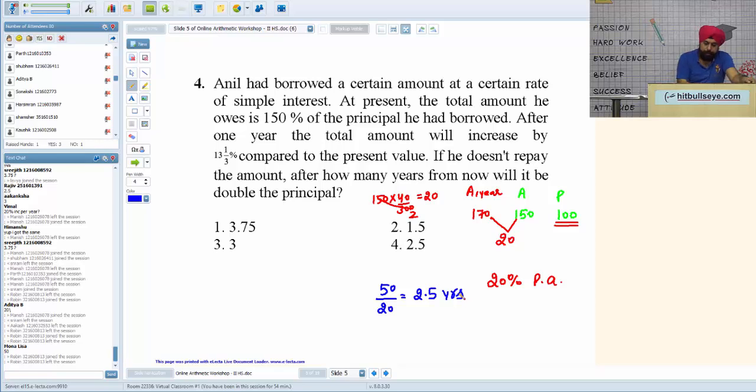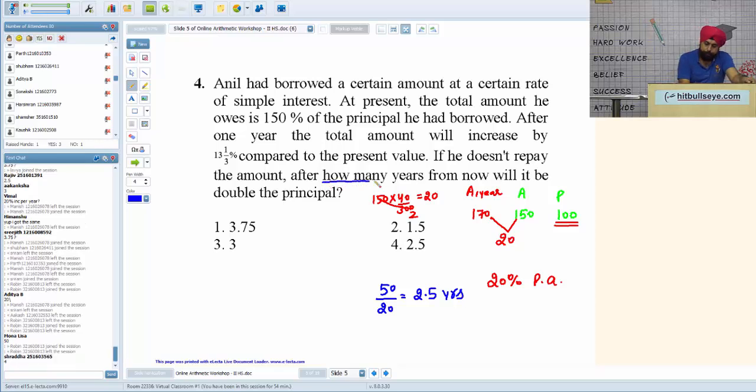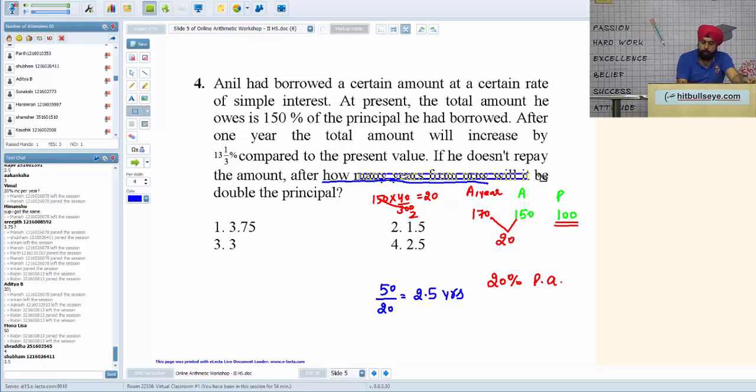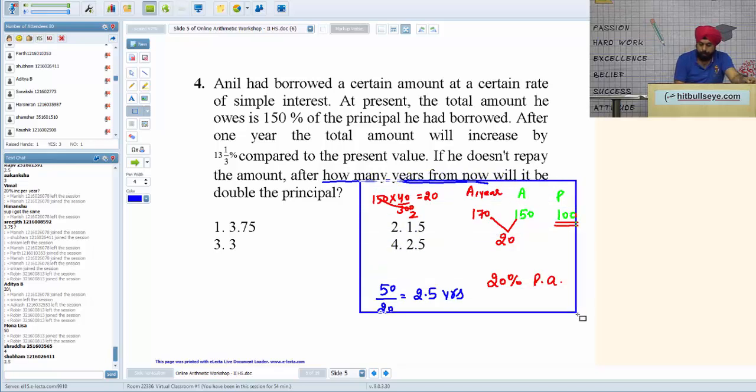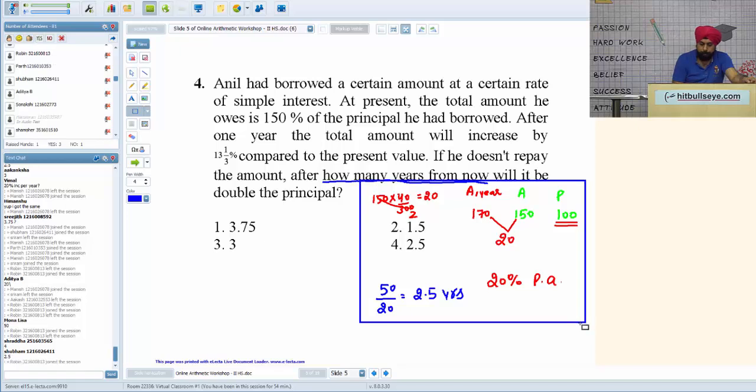And mind it, it said how many years from now. So because it is already 150, you only need 2.5 more years. So the answer for the question comes out to be 2.5. So this solution will help you, students. So it is choice number 4. Fourth option is your answer. Right, students? I guess you all are clear about the same.